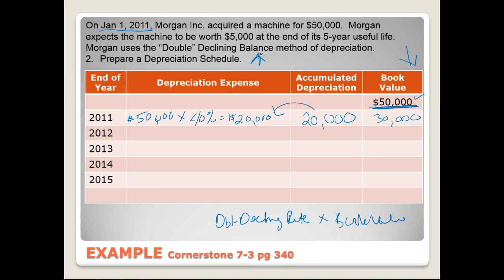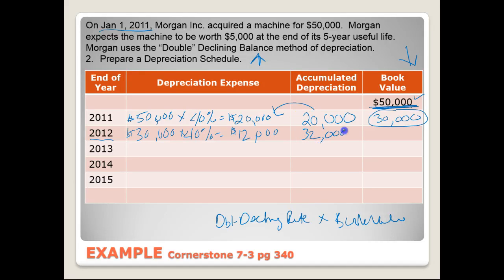Now, how do we solve for the 2012 depreciation expense? Right. We take the most recent book value. If we ended 2011 with $30,000 book value, then we started 2012 with $30,000 in book value, and we multiply that by our double declining balance rate, which is 40%. What is 40% of $30,000? It's going to be $12,000. So we have $12,000 of depreciation expense for 2012. What does that make our total accumulated depreciation at the end of 2012?